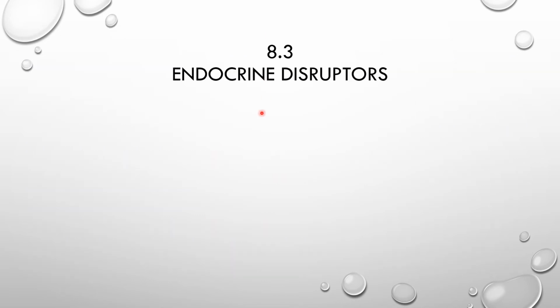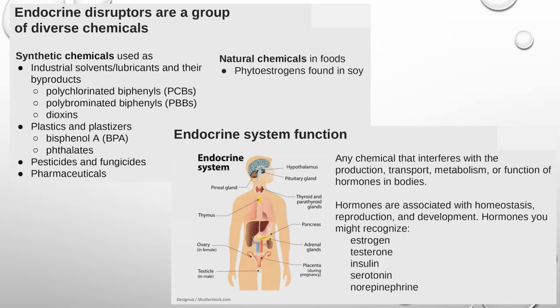Okay, topic number 3 is endocrine disruptors. What are they? Okay, so an endocrine disruptor is a synthetic chemical. It's something made by humans. That's what you need to remember. An endocrine disruptor is something that, when humans have done something with it, gets into our food supply, okay? So where do these things come from?